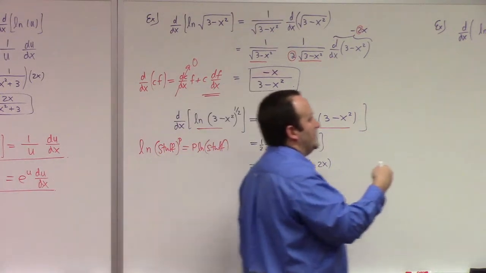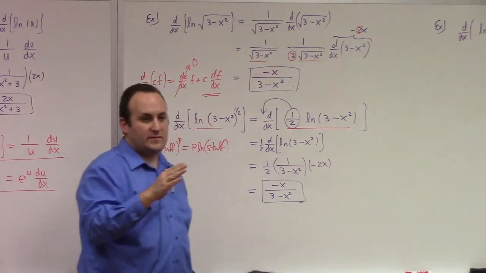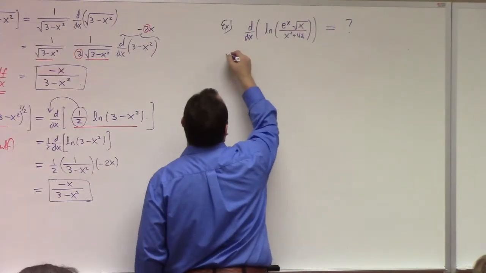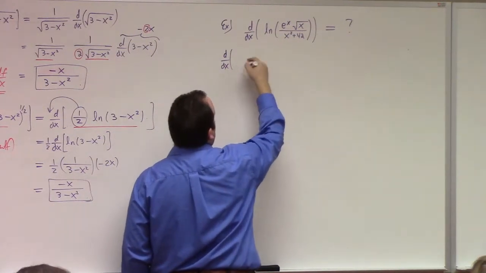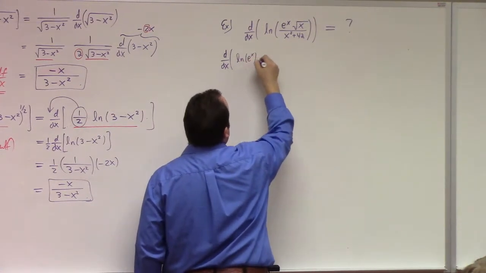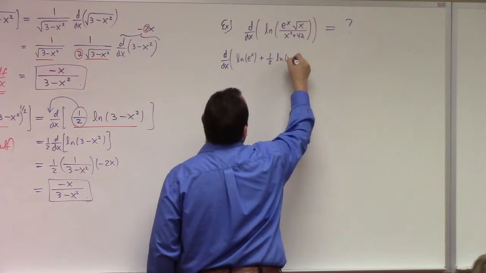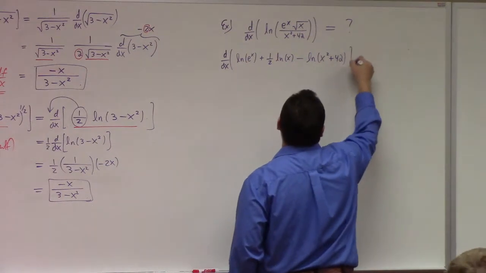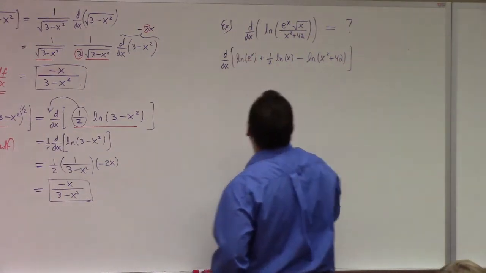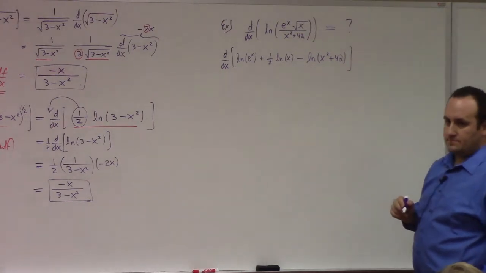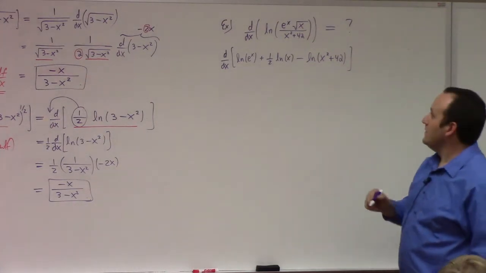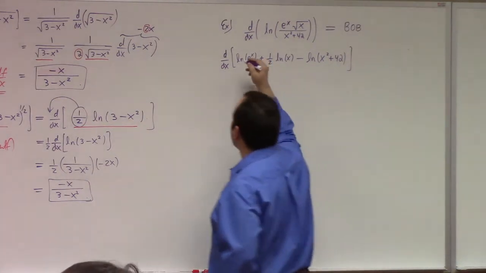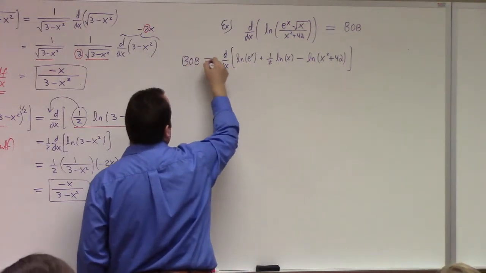The way we should attack such a problem is we should use the properties of logarithms to simplify this. This is the same as the problem d dx of the natural log of e to the x plus 1/2 natural log of x minus the natural log of x squared plus 42. So let me call this Bob. So Bob is equal to this. What else is Bob equal to?